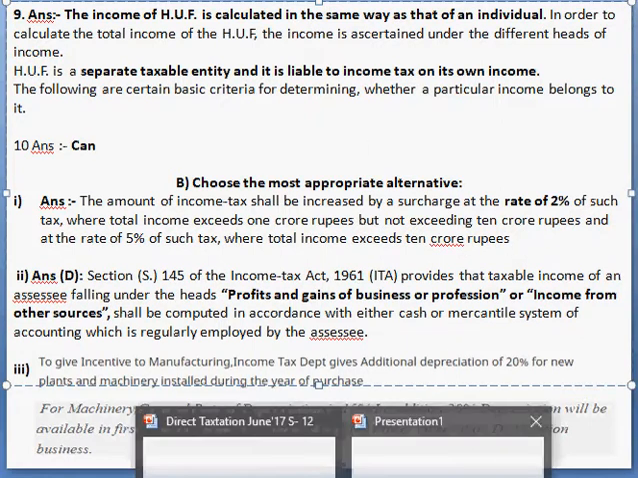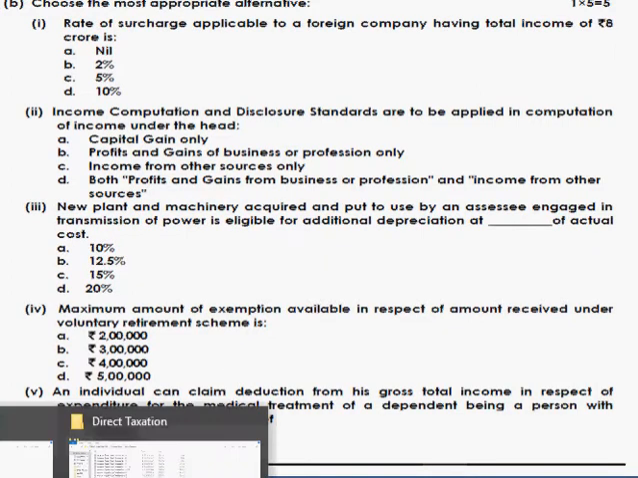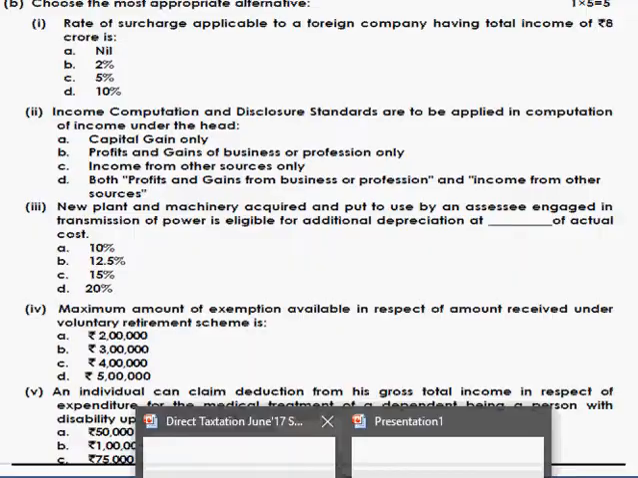Okay, clear? Now next is, income computation and disclosure standards are to be applied on computation of income under the head of. Once again I repeat, income computation and disclosure standards are to be applied on computation of income under the head of. So it will be both profits and gains from business or profession and income from other sources. Just write down that ICDS applies to both profits and gains as well as income from other sources. Okay, is it clear?